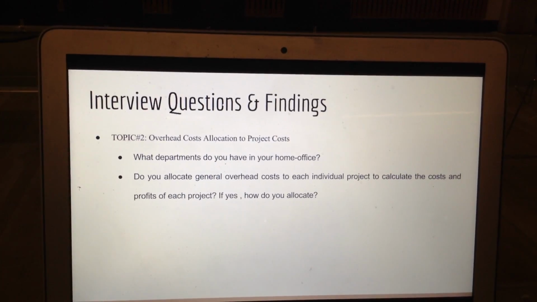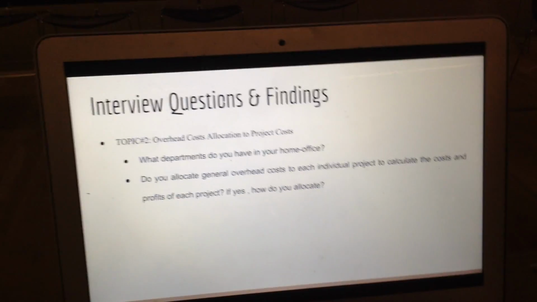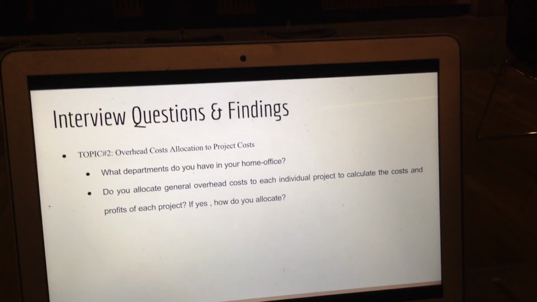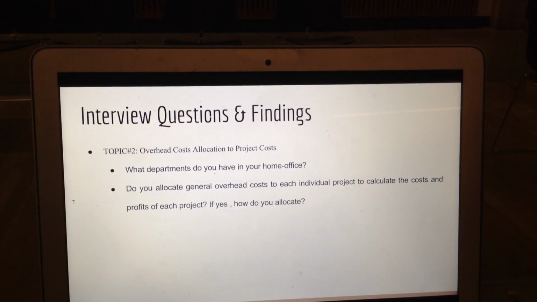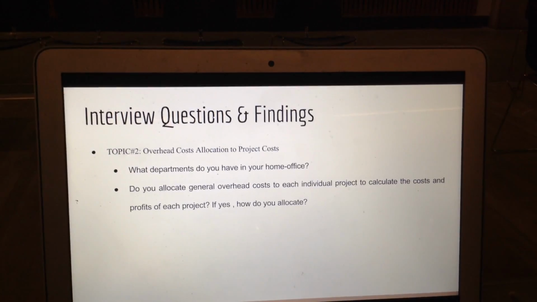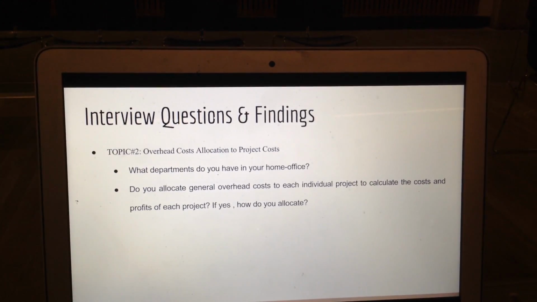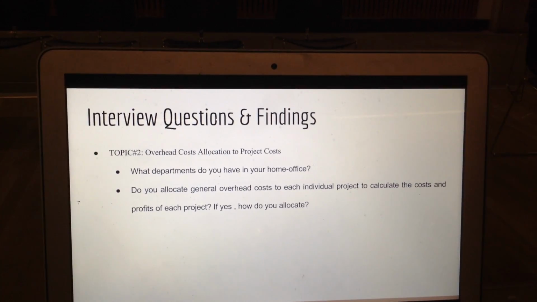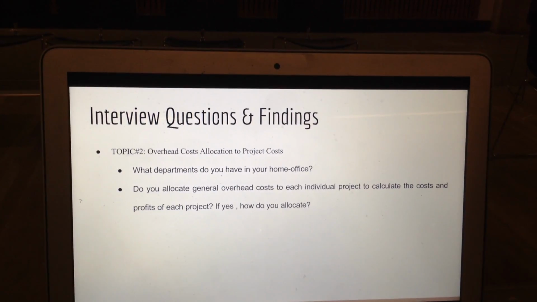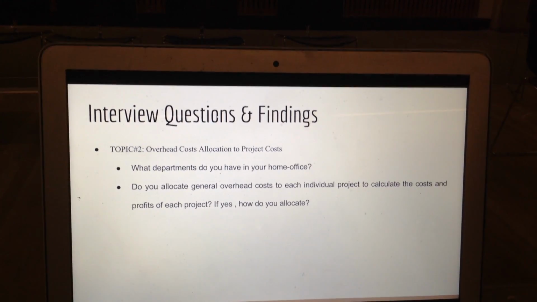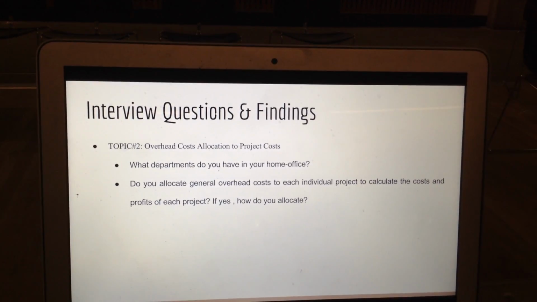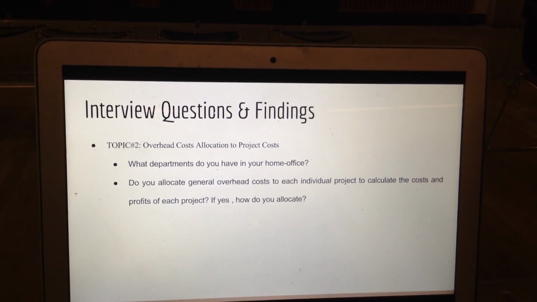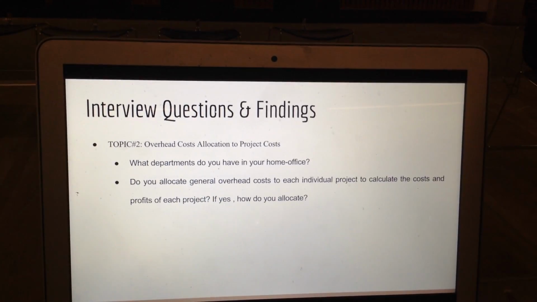So topic 2 is about overhead cost allocation to project costs. The interview questions we raised are based on our project description. The first one is, what departments do you have in your home office? Melanie Electric has an estimating department, and Morrison has lots of departments in their home office, such as estimating, scheduling, accounting, business development, senior management, administrative support, and safety.